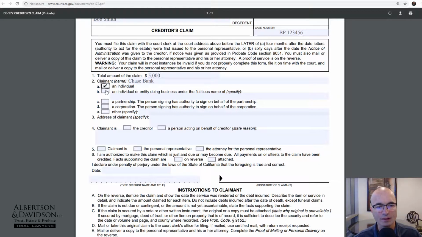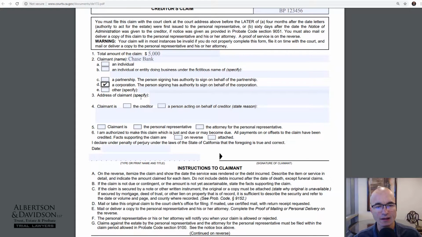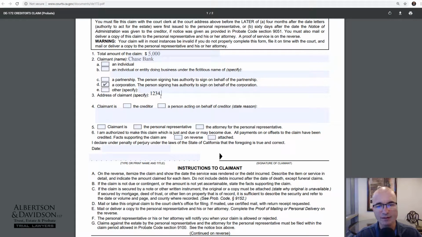Is the claimant an individual or entity doing business under a fictitious name, a partnership, a corporation, or other? So in this case, Chase Bank's probably a corporation. The address of the claimant so that we know where to get a hold of that claimant if we need to talk to them or send them payment.